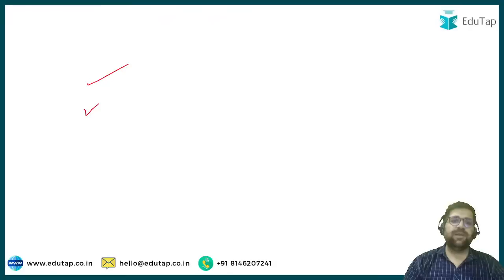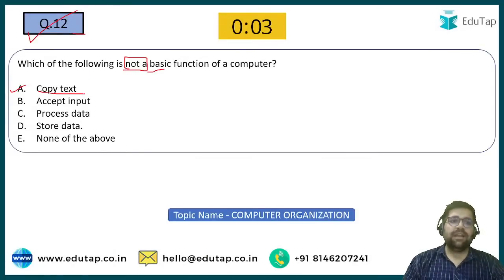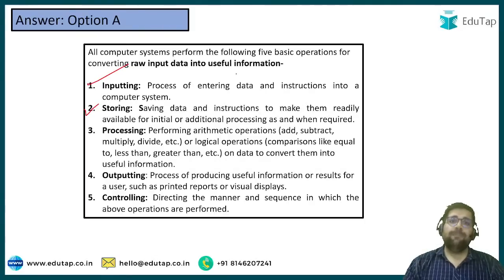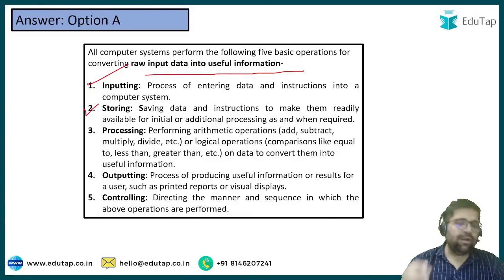Therefore, the answer of this particular question was option number A. Copy text, again, is not one of the basic functions. Basic functions are these five only. Okay, mind you, in certain questions of other exams, they have asked this question regarding information. What are the basic five steps of a computer? Two very important years. So you have to do it, because NABARD can also ask you.